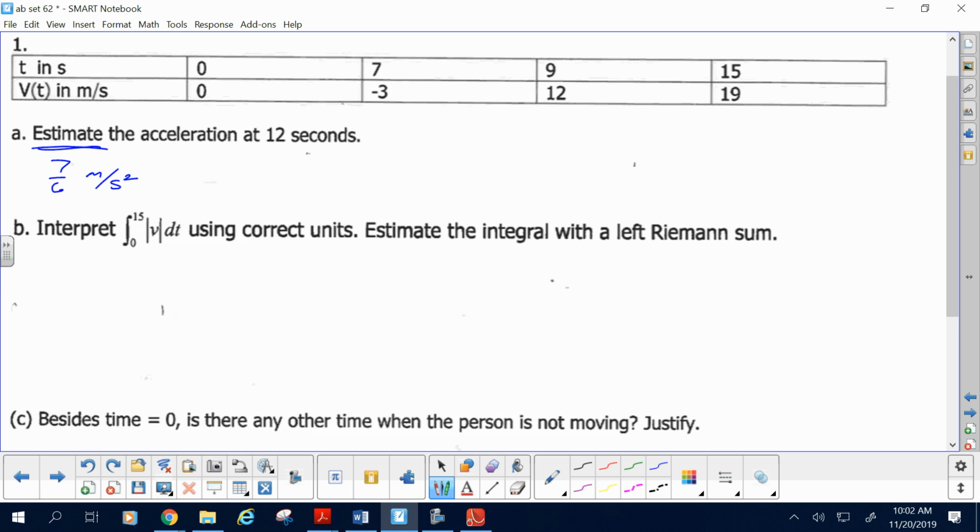Okay. This guy, what did you say this integral gives? The example was displacement, but this problem is not velocity, it's distance.